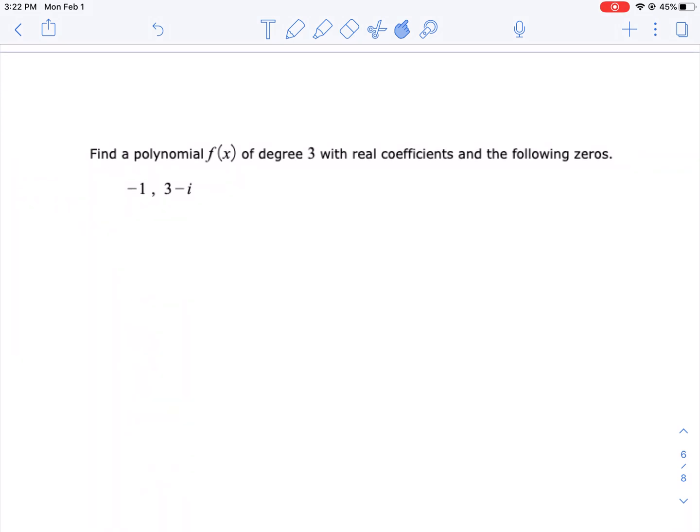Now on this one, we want to find a polynomial of degree 3 with these coefficients in the zeros. Well, remember, if you have a complex root, its conjugate is also a root. So the conjugate is also 3 plus i. That's also a root.